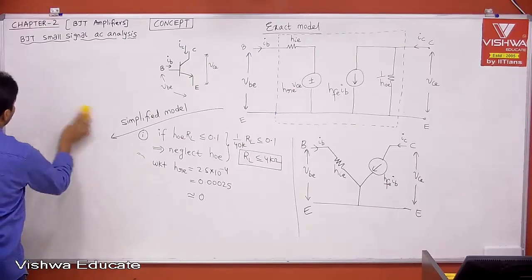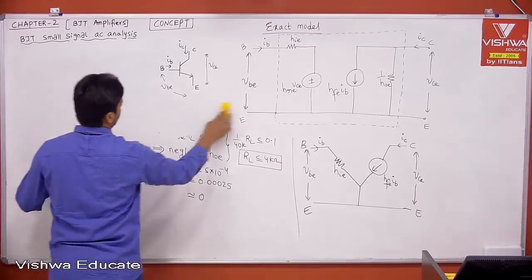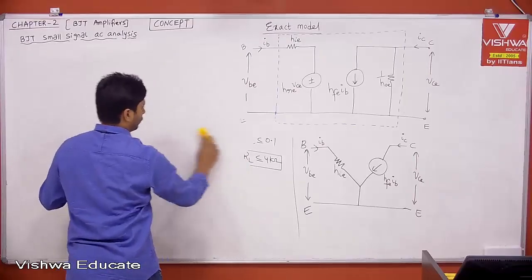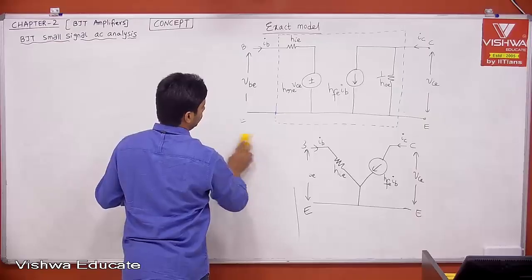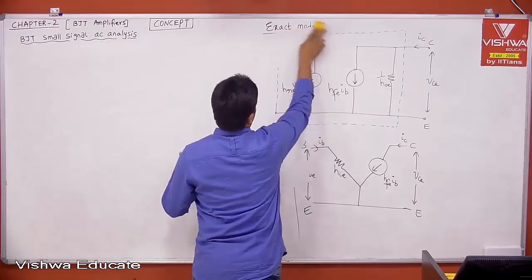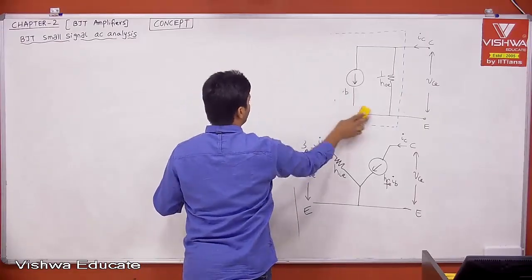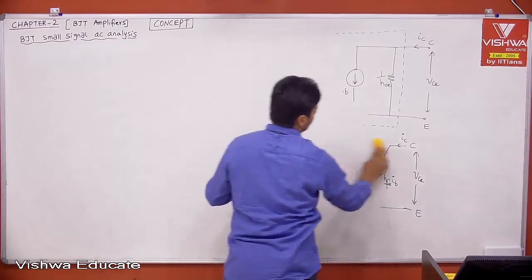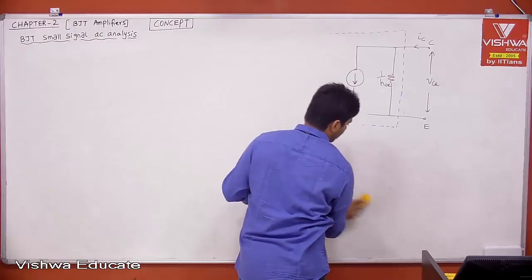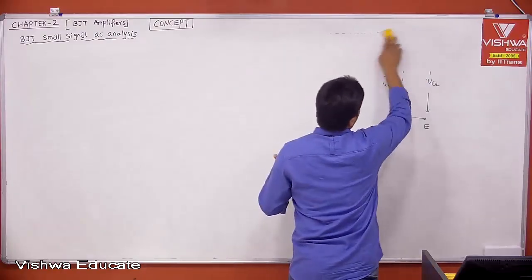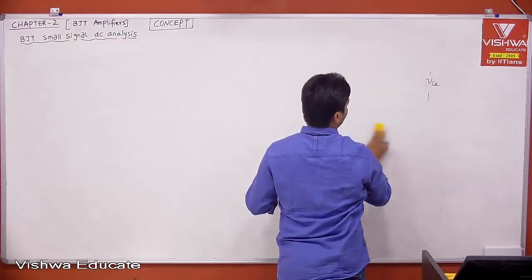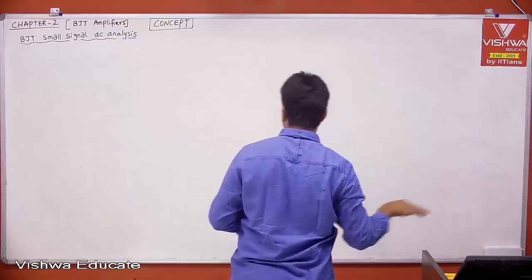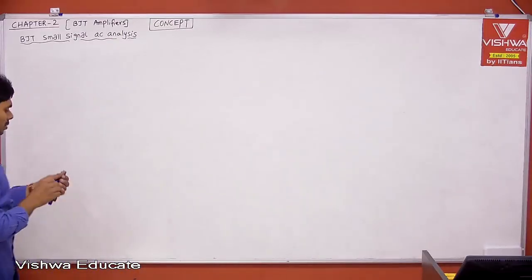Now, a continuation of the simplified model only, again all 4 AC parameters which we already solved, but now what are those if we use the simplified model? It is straightforward. You can substitute in the formulae: wherever you have HRE take 0, wherever you have HOE take 0. That is straightforward, both will give you the same answer, but I want to explain with respect to the circuit.